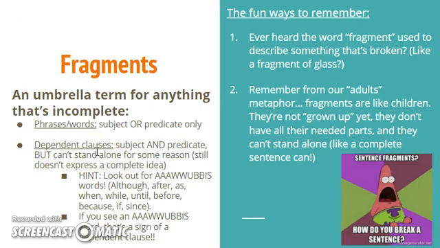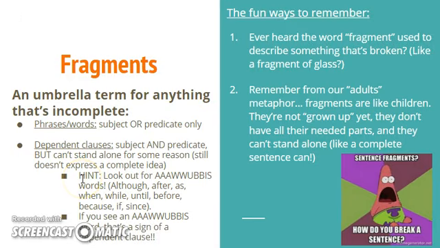Unlike independent clauses, a dependent one can't stand on its own. It does have a subject and predicate, but something is wrong with it and it can't stand alone for some reason. Maybe it doesn't express a complete idea yet. Maybe words are missing.